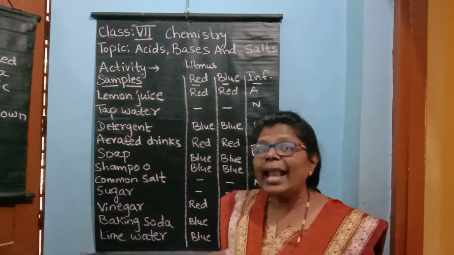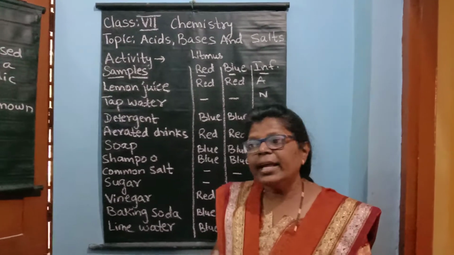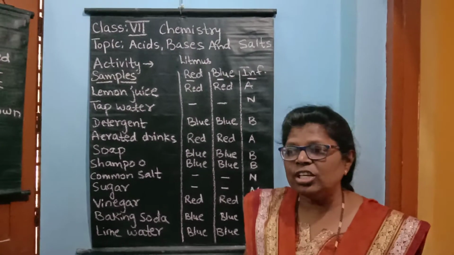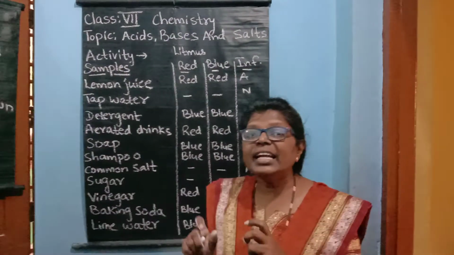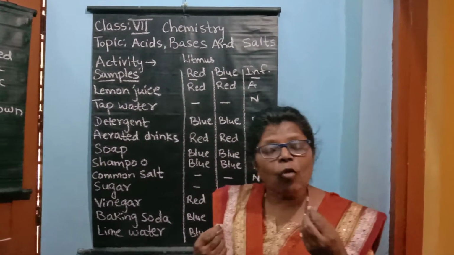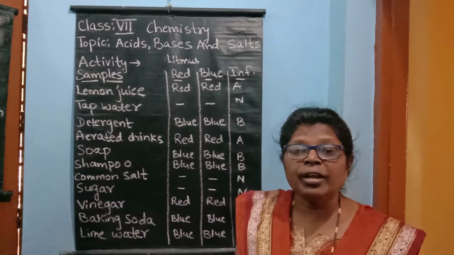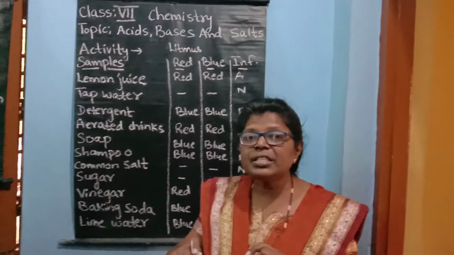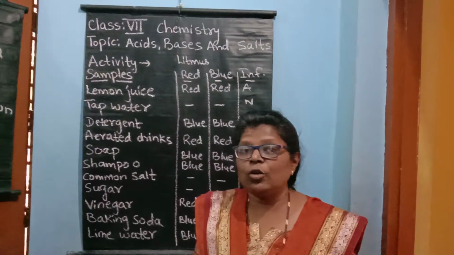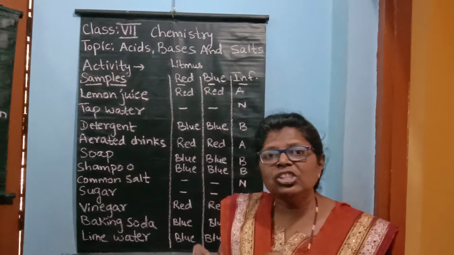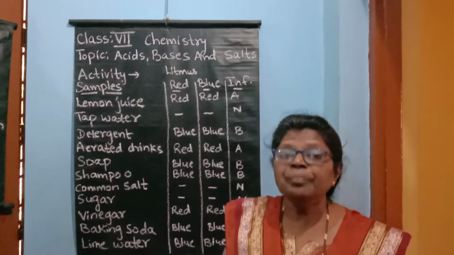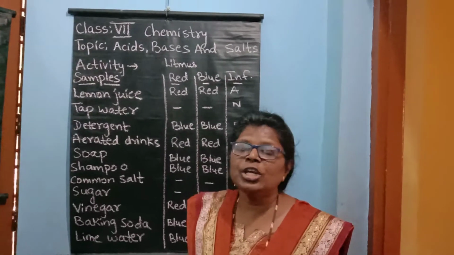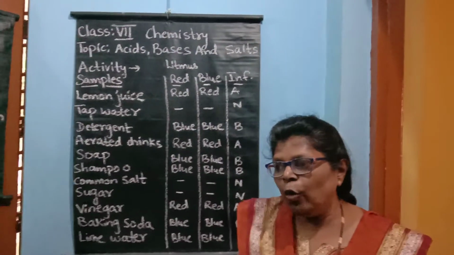Now let us see the natural indicators. First one is litmus. Litmus is derived from lichens. When it is dissolved in distilled water, what will be the color of the litmus? You know, children, it will be purple in color. When you put this litmus solution in an acid solution, what will happen? It will change to red in color. When you pour litmus solution into a base solution, it will change to blue in color.